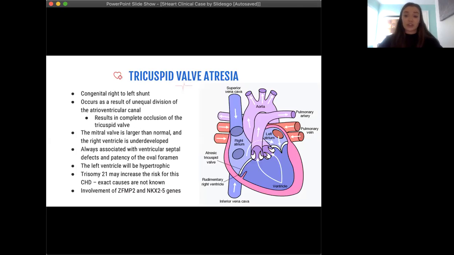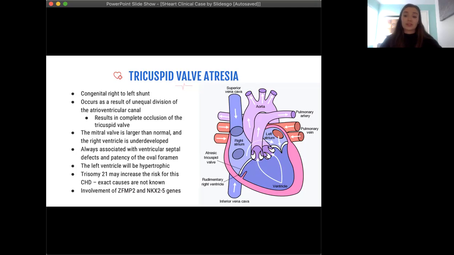So tricuspid valve atresia is our last correlate and is considered a right to left shunt. It occurs as a result of unequal divisions of the atrioventricular canal, and the result is a complete occlusion of the tricuspid valve. So to compensate, the mitral valve is larger than normal, while the right ventricle is very underdeveloped, which is what this picture shows here. So an atretic tricuspid valve completely closes it off, and the right ventricle is just minuscule in size compared to this huge ventricle right here.